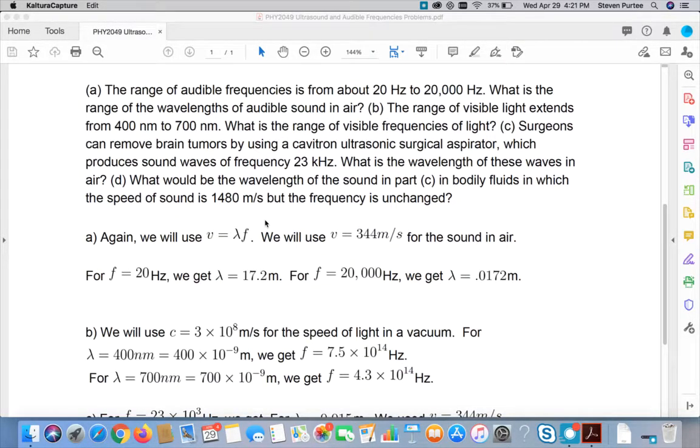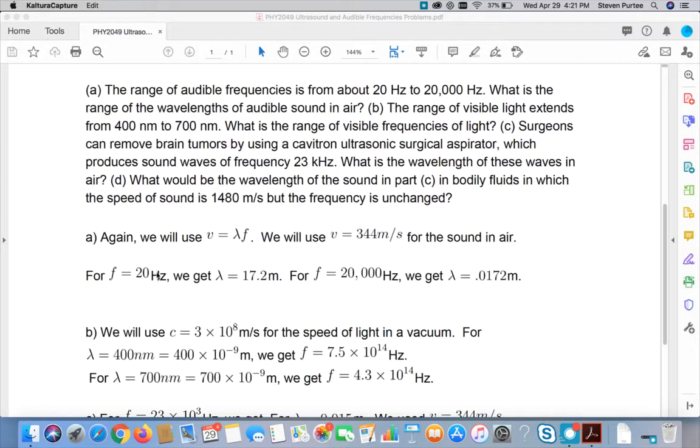All right, here's a different problem. So pause the video and read this question. Okay, hopefully you've done that. Part A, we want to find the wavelengths of audible sounds from smallest frequency to largest frequency. We're going to use v equals lambda f again. This is a good global kind of value: v is 344 meters per second for the speed of sound in air.